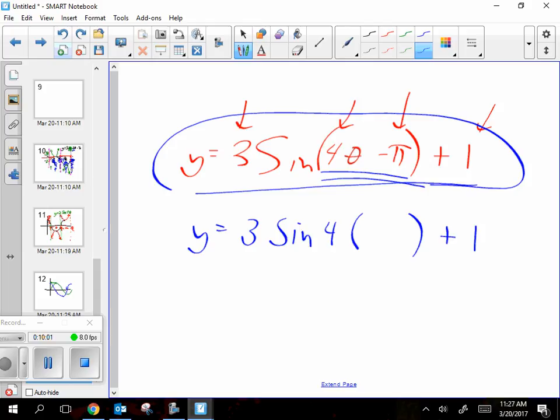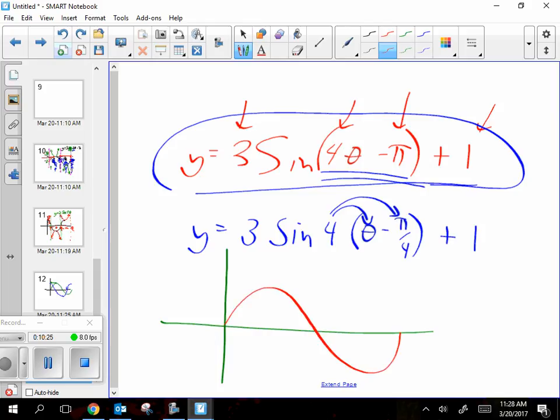Okay, it should be easy in a class at this level to factor out that 4, you get theta, and then this is minus pi over 4. Okay. If you're questioning why that would be, if you multiply it back out, I think you'll see that it actually will equal negative pi like it should. Okay, then your sine, normal.